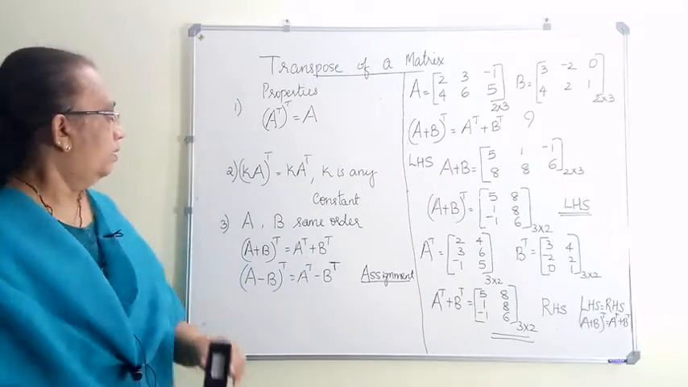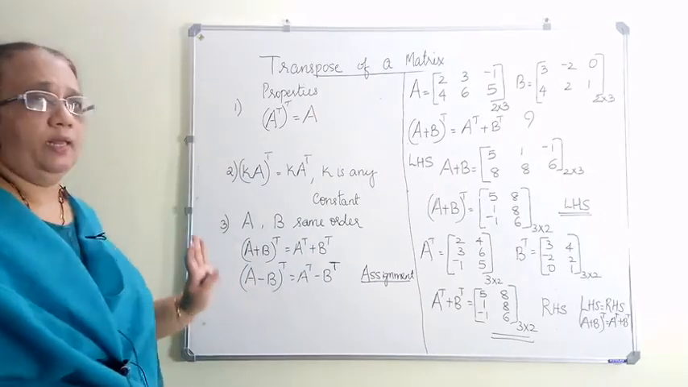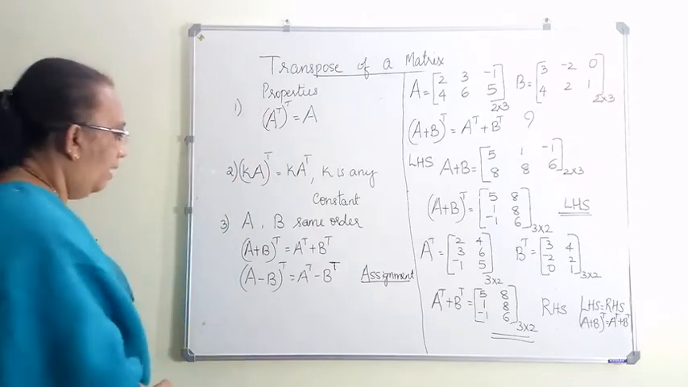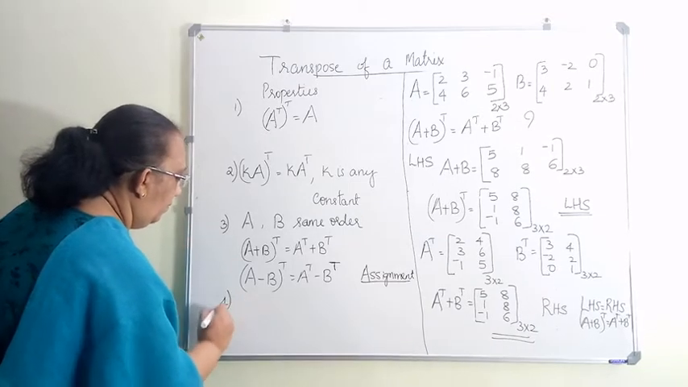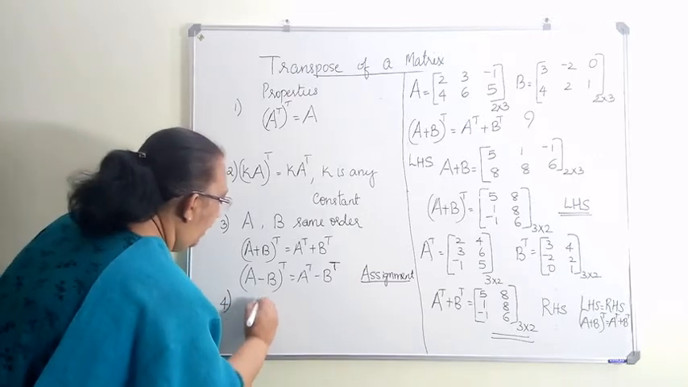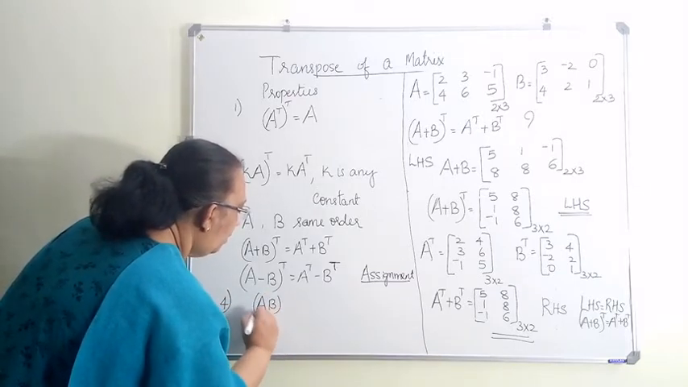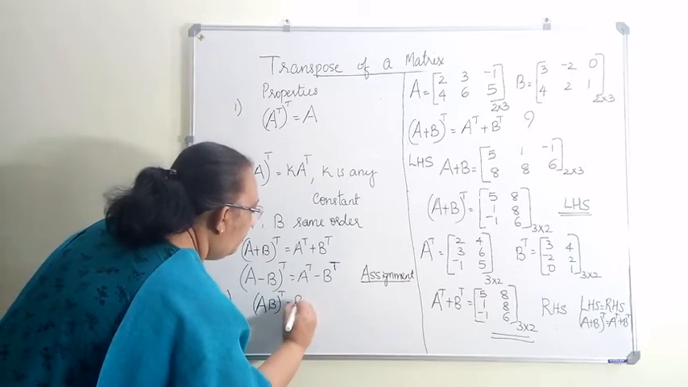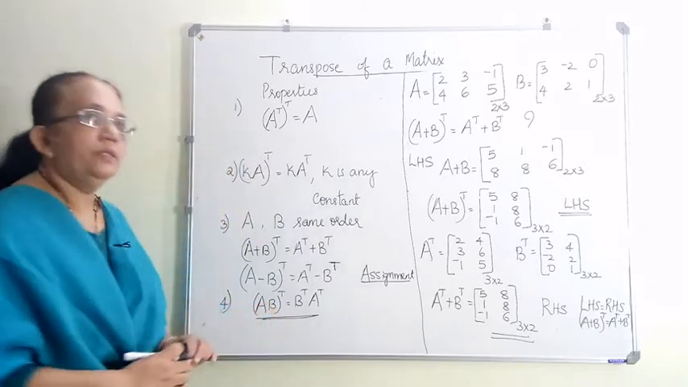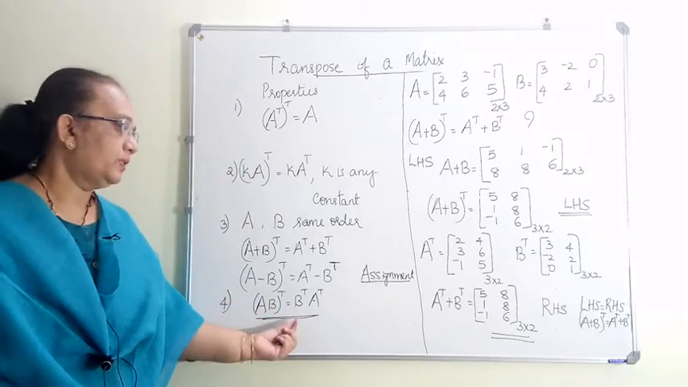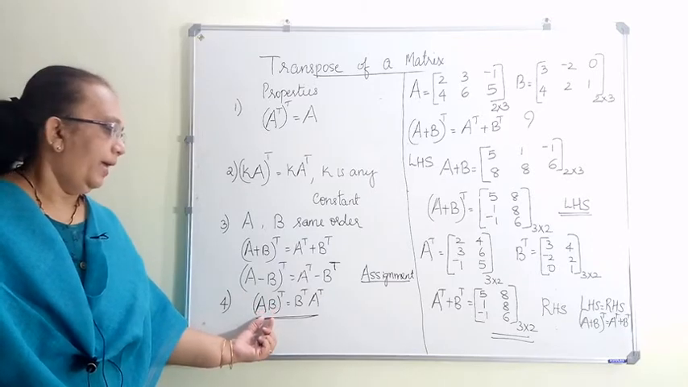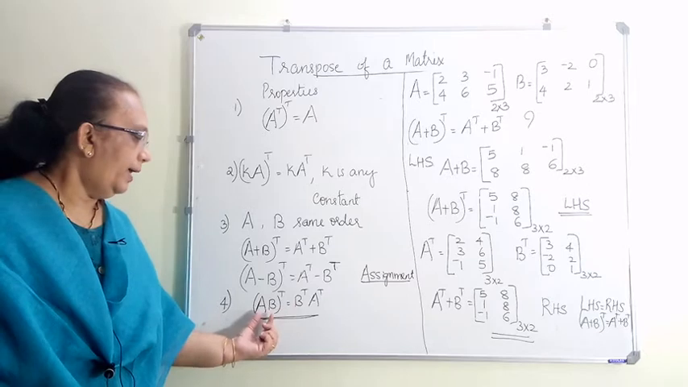Okay, so now we have discussed three important properties of the transpose of a matrix. And the last, very important property: for any two matrices A and B, AB the whole transpose is equal to B transpose into A transpose. That is AB. It means multiplication. A into B is equal to A into B.